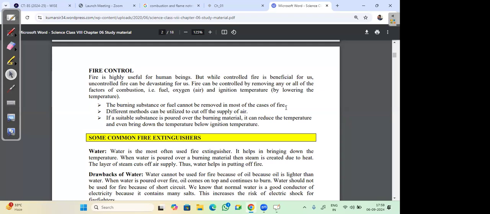The other two you can do. Different methods can be utilized to cut off the supply of air. If a suitable substance is poured over the burning material, it can reduce the temperature and even bring it below the ignition temperature. So what all things can be used?